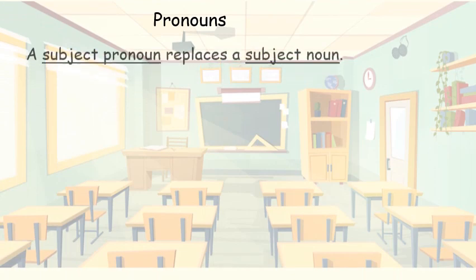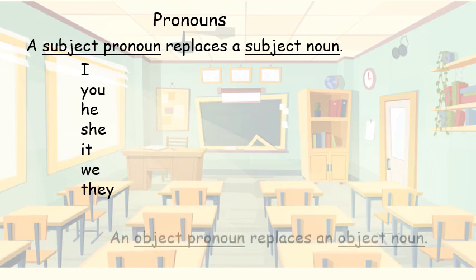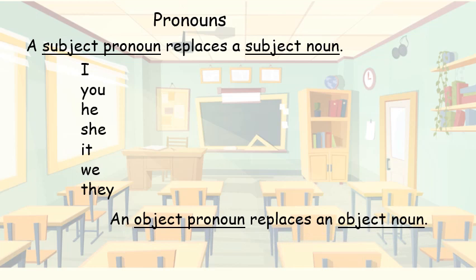Pronouns. A subject pronoun replaces a subject noun. Subject pronouns are I, you, he, she, it, we, and they. An object pronoun replaces an object noun. The object pronouns are me, you, him, her, it, us, and them.